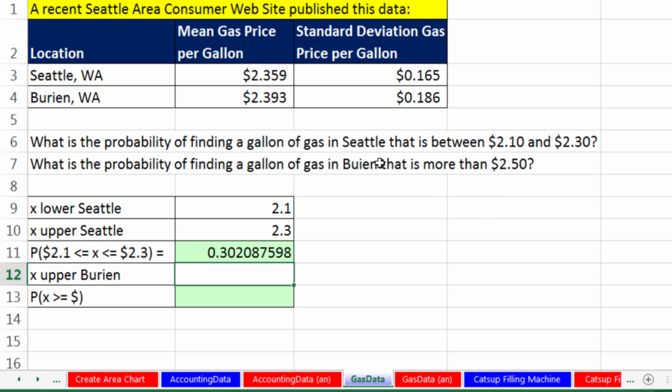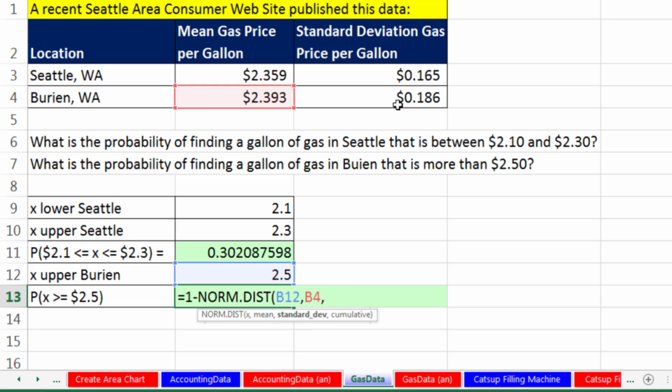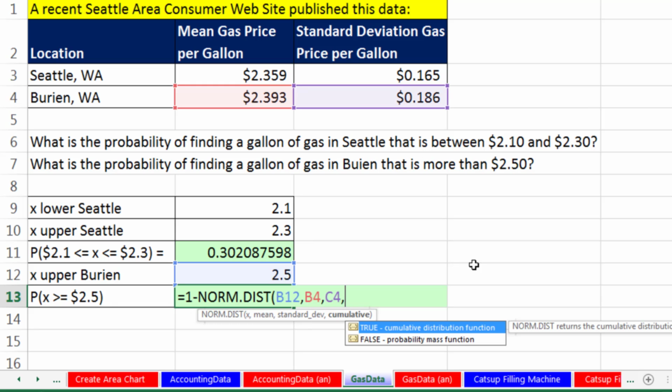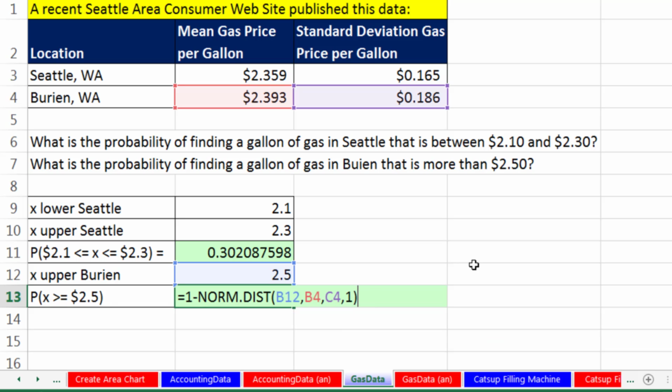Well, we can see $2.50. That's going to be bigger than our mean, and it's on the upper end. So what's true, our function, if we give it $2.50. If we just did straight NORM.DIST, it would calculate everything from the low end up to that 2.50. But I want everything on the upper end, so I do equals 1 minus. And now I can do NORM.DIST. Everything up to 2.50, that's the x, comma, the mean, Burien, comma, the standard deviation for Burien, comma, 1 for cumulative, and close parentheses, Control Enter. So we have about a 28% chance of finding a gas price in Burien of $2.50 or more.